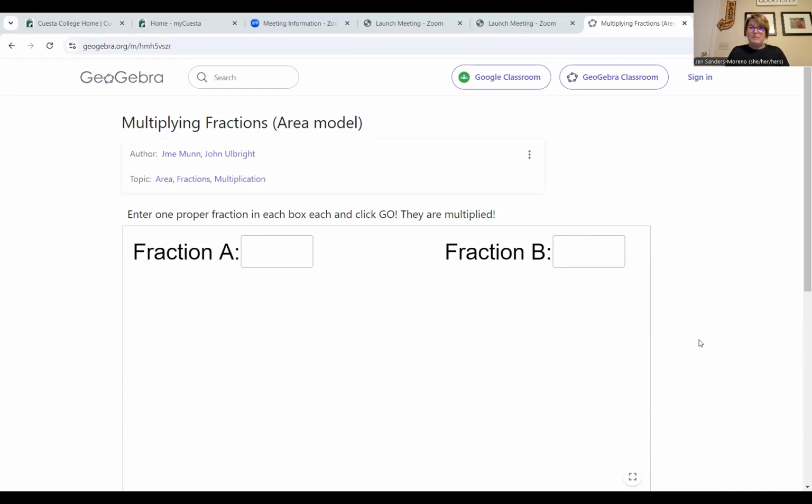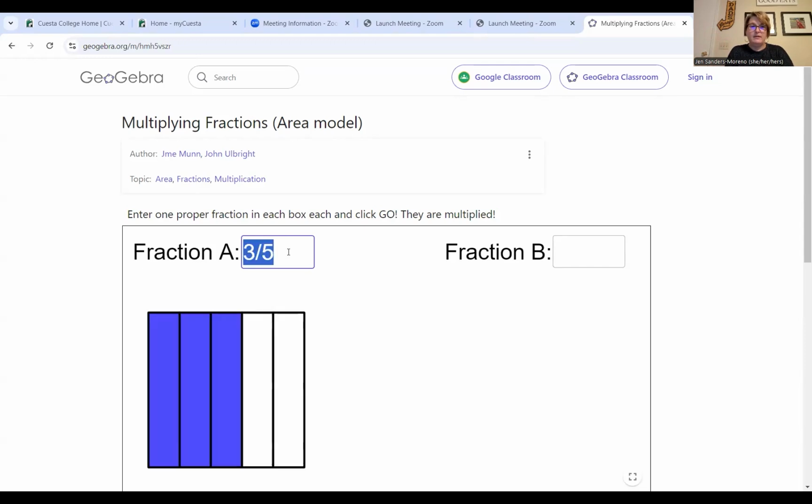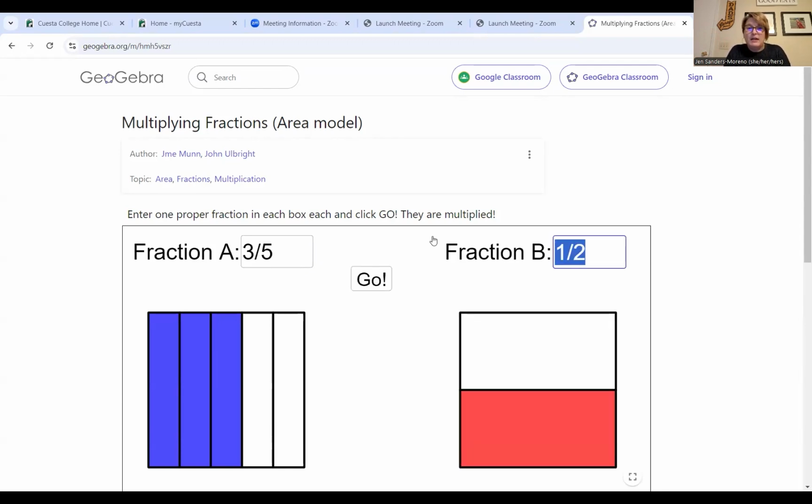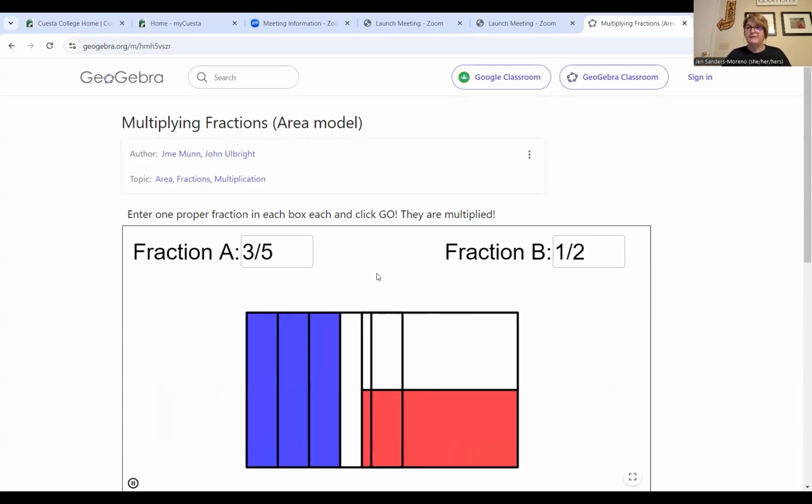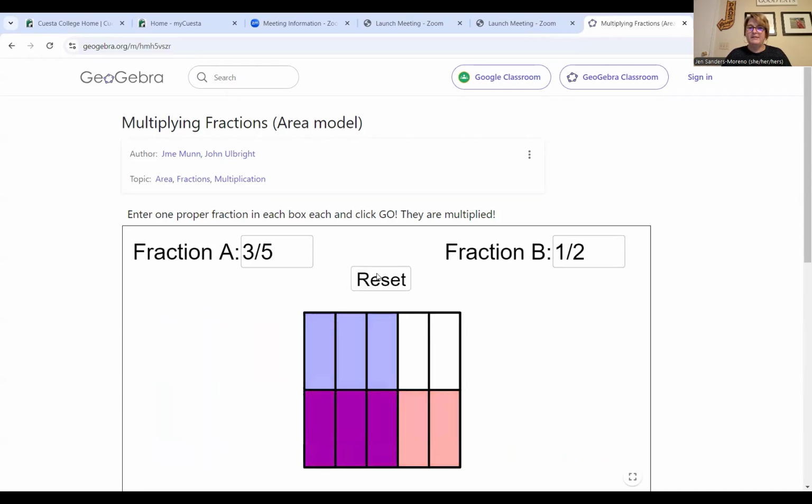Great. So here's what it looks like once you open up the link that I've shared. And what's powerful about this is that you can honestly go as big as you want. So let me just first start with the problem we just did, which was a half times 3/5 or 3/5 times a half, depending on which order you want to do it in. Okay, so if we want to do 3/5, there it is. I'm going to come over here and do 1/2, and then you just hit go. Pretty sweet, right?